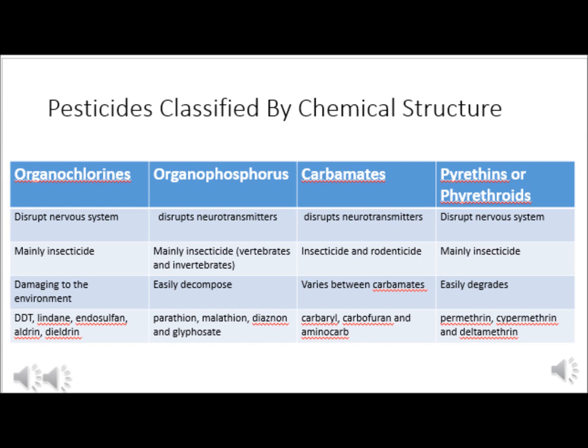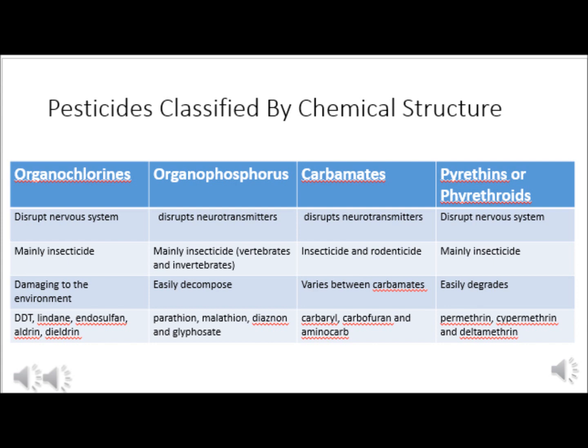Another group of pesticides is carbamates. These kill their target pests in a similar way to organophosphorus, but we'll go into detail on that shortly. Carbamates are used mainly as insecticide and rodenticide. The environmental impact of these carbamates varies with their chemical structure.